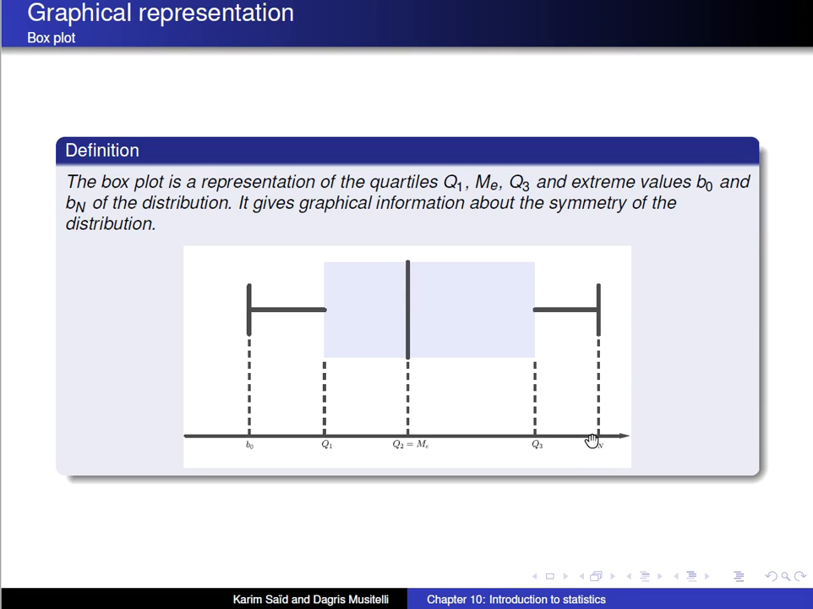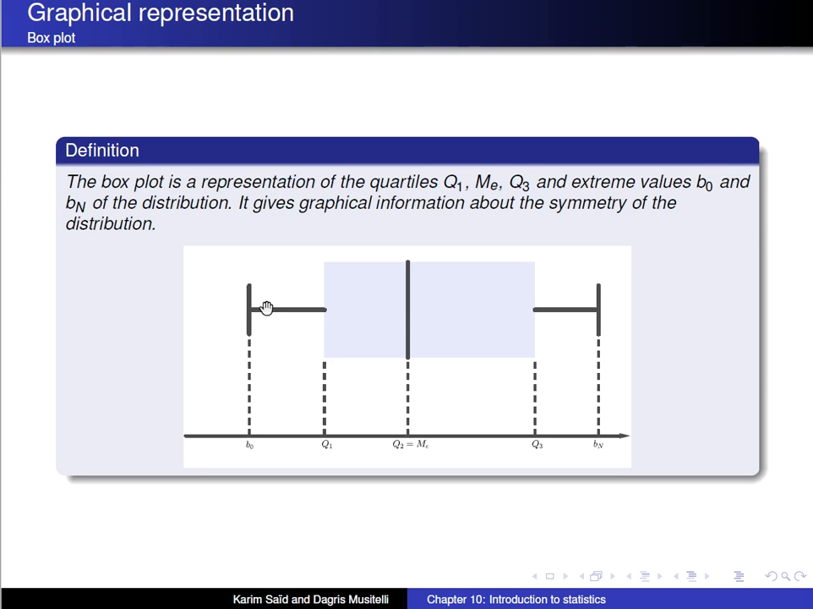The last graphical representation we're going to see together is a box plot. It's not really known around the world, but it's very, very useful. It gives a representation of the quartiles, so Q1, Q2, and Q3, and also the extreme values. And it's very important because like this we can see the symmetry of the distribution, if it's skewed or not.